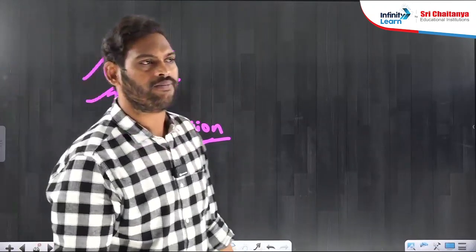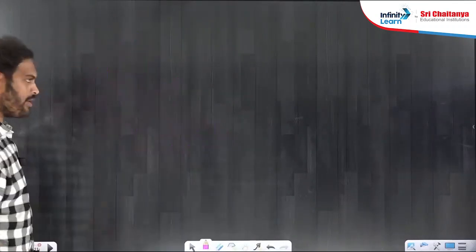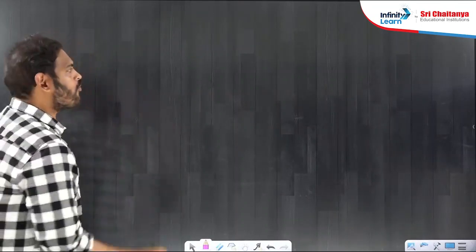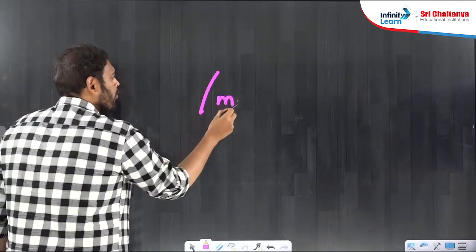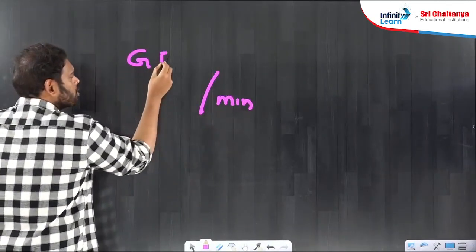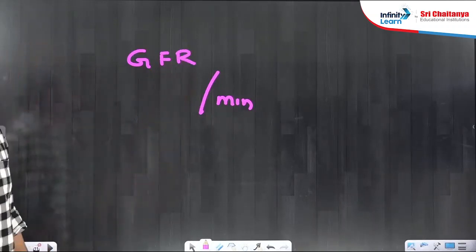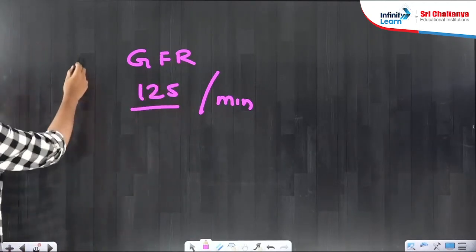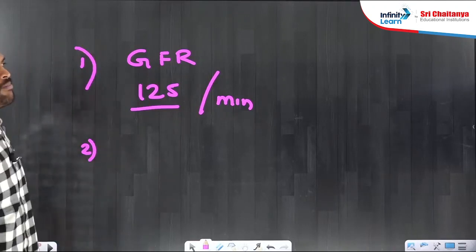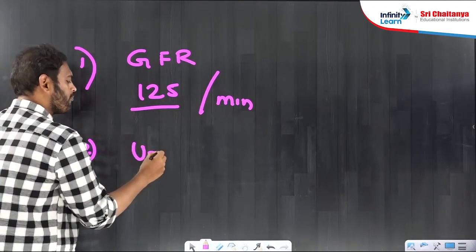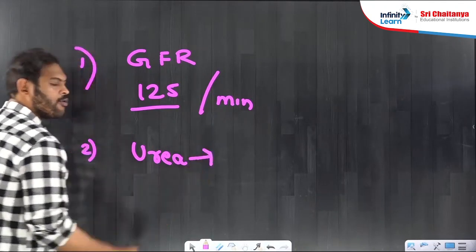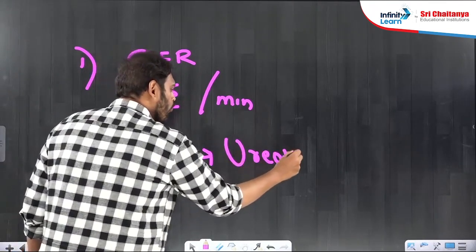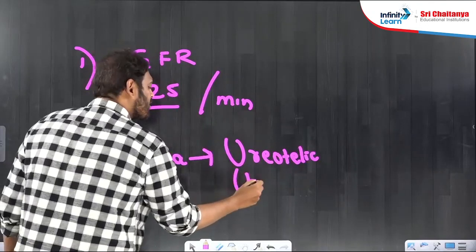Done? Understood? Shall I ask you some questions? Yes. How much ml of renal filtrate was formed in 1 minute? What is the glomerular filtration rate per minute? How much ml per minute? 125 ml. Very good. Question 1 done. Question 2. Mammals excrete urea. Correct? Therefore, mammals were referred to as ureotelic. What do you call this phenomenon? Ureotelism.